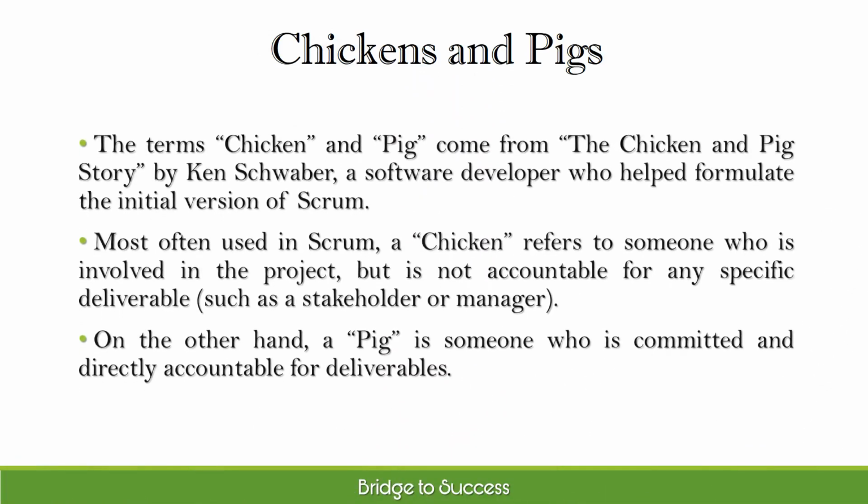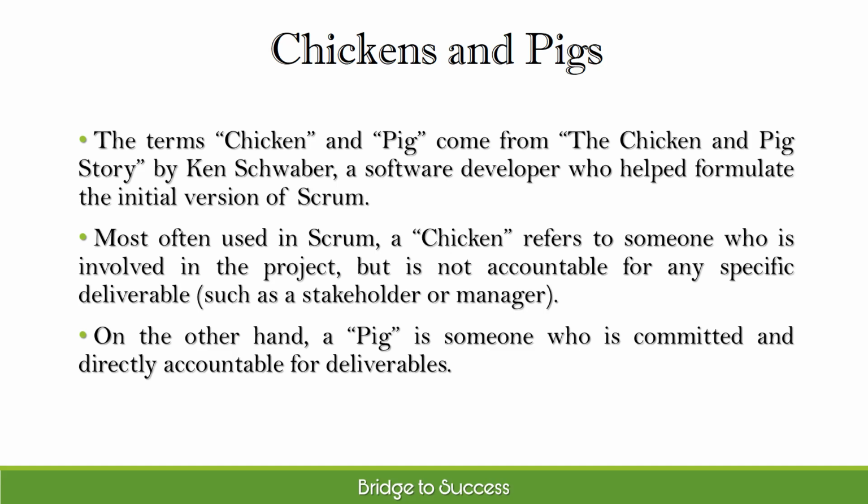The terms chicken and pig come from the Chicken and Pig story by Ken Schwaber, a software developer who helped formulate the initial version of Scrum. Most often used in Scrum, a chicken refers to someone who is involved in the project but is not accountable for any specific deliverable, such as a stakeholder or manager. On the other hand, a pig is someone who is committed and directly accountable for deliverables.